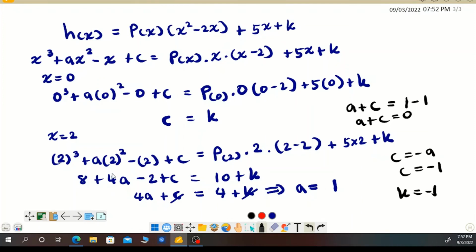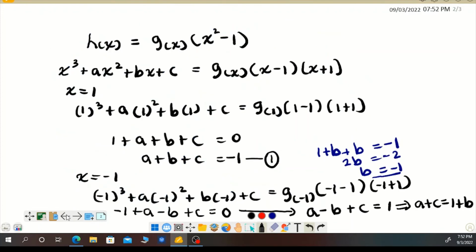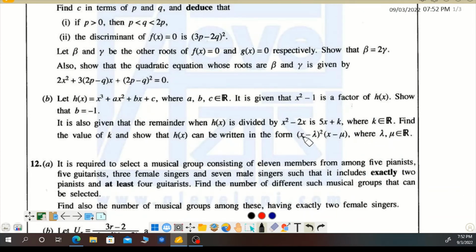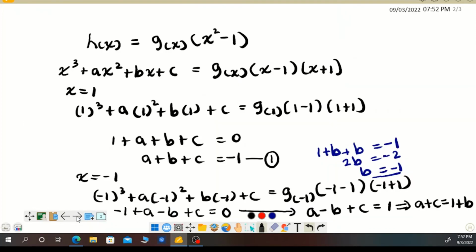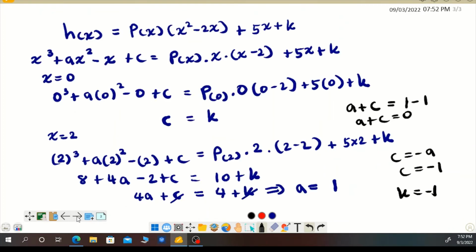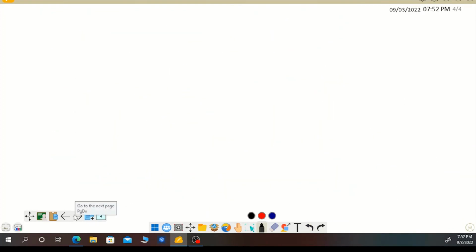And finally they want us to show this expression can be written as x minus lambda squared, x minus mu in terms of these two. So here I am going to use the factor theorem. They have given that x squared minus 1 is a factor of hx. So I can write hx as this.